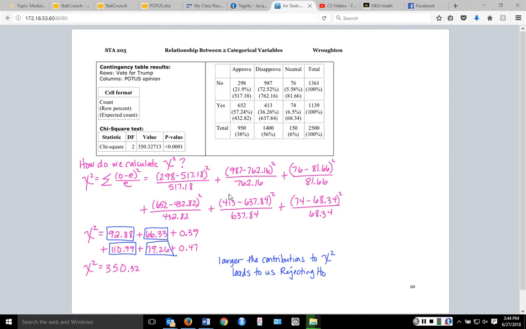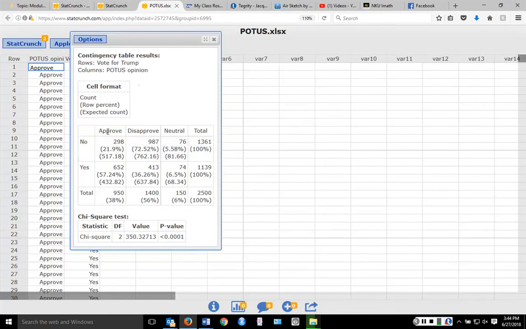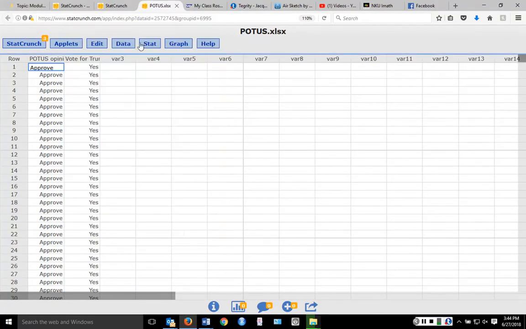Now here's some good news. So I would like to be able to look at these numbers to figure out kind of, again, where the relationship is happening. But I really don't want to have to do this math every single time. The good news, StatCrunch will do that piece for us as well. So if I go back to StatCrunch where we were last time, I had created this table of output.